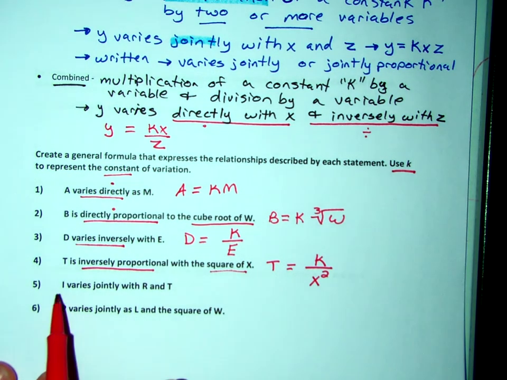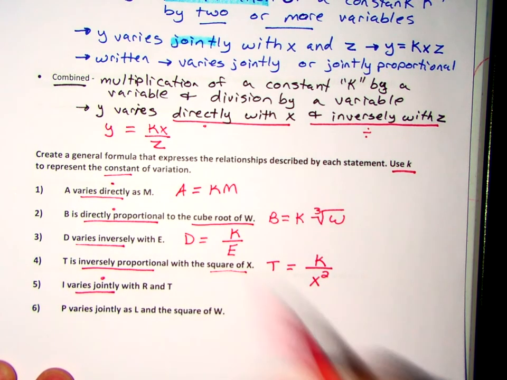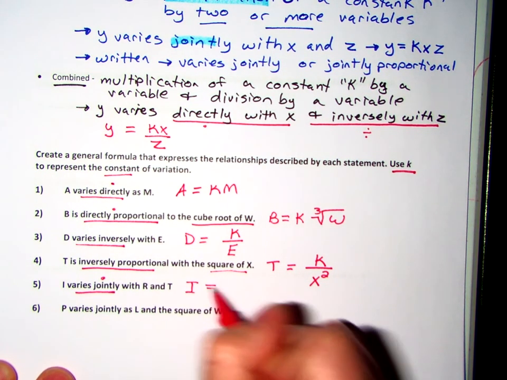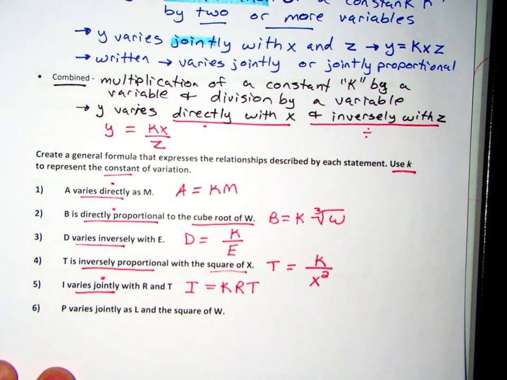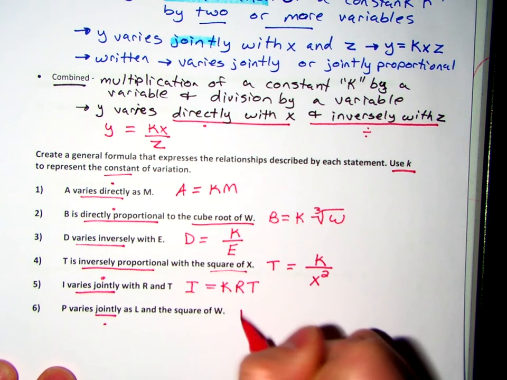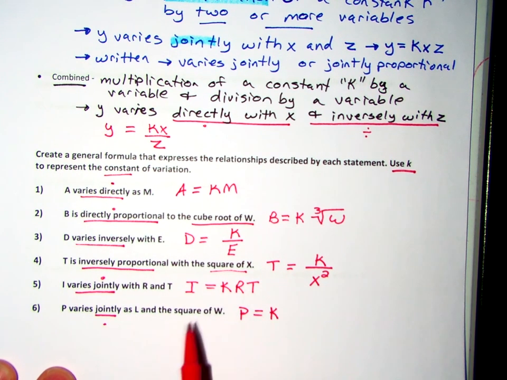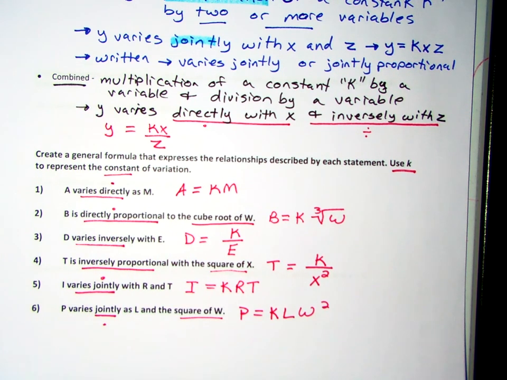Number 5 says I varies jointly. Now, jointly means multiplication with multiple variables. So I varies jointly means we're going to do K times the other variables, which in this case are R and T. And number 6, P varies jointly as L and the square of W. So again, jointly is multiplication with multiple things. So P equals K times L and the square of W, so W squared.